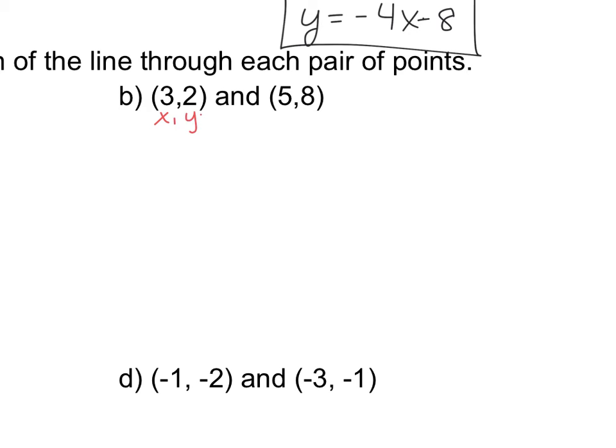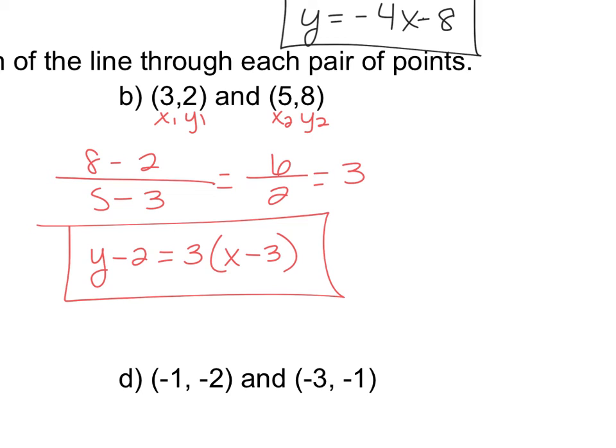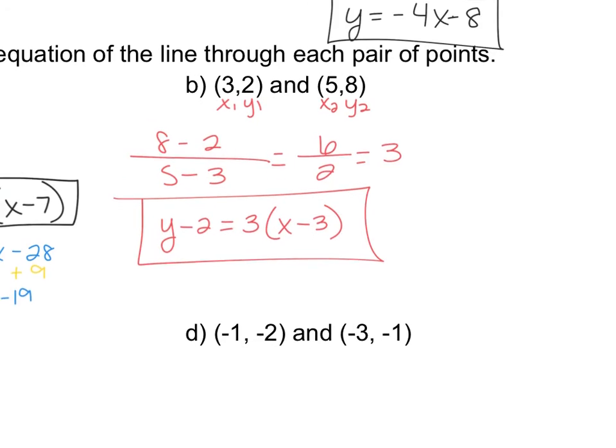Find your slope with x1, y1, x2, y2. I have 8 minus 2 over 5 minus 3. That gives me 6 over 2, which reduces to 3. I'll just pick a point. It doesn't matter. I'll pick the first point, 3, 2. Let's plug it in. y minus 2 equals 3 parentheses x minus 3. They don't want you to convert it to slope-intercept form, so that's all you have to do.